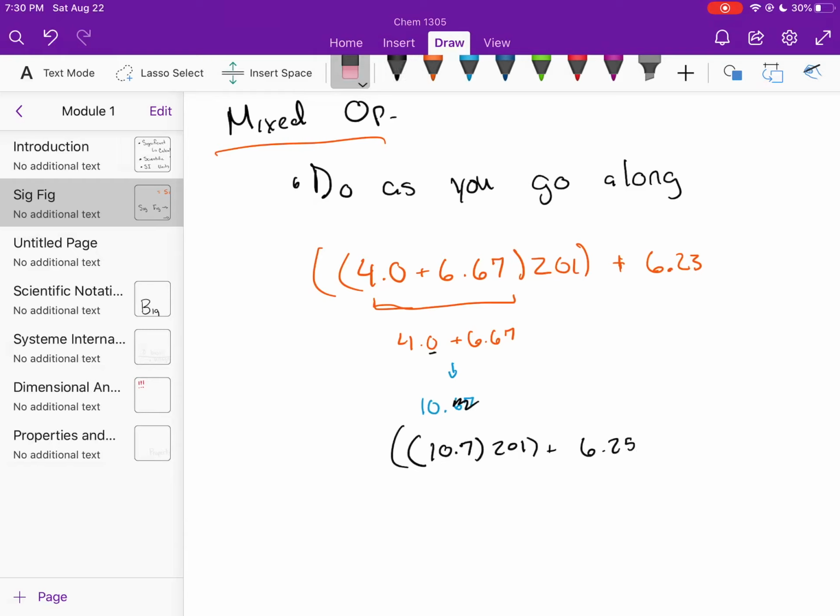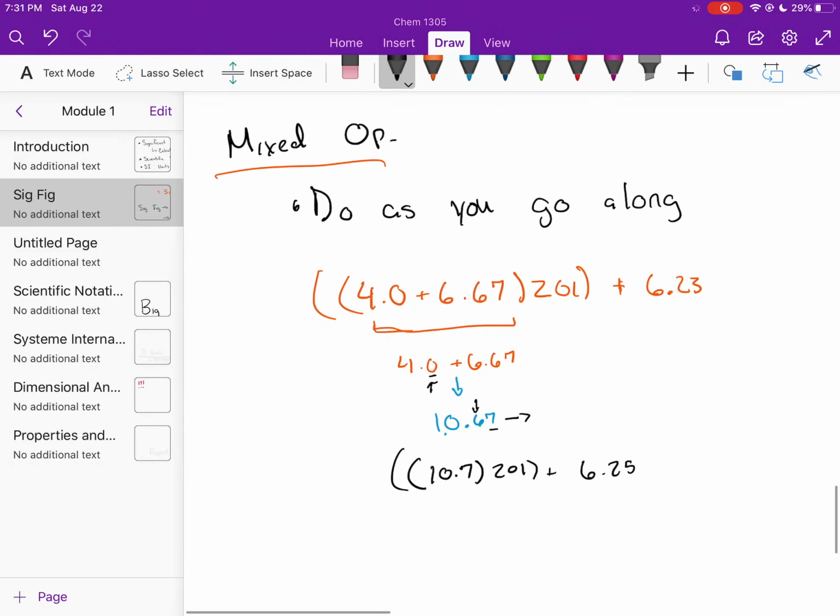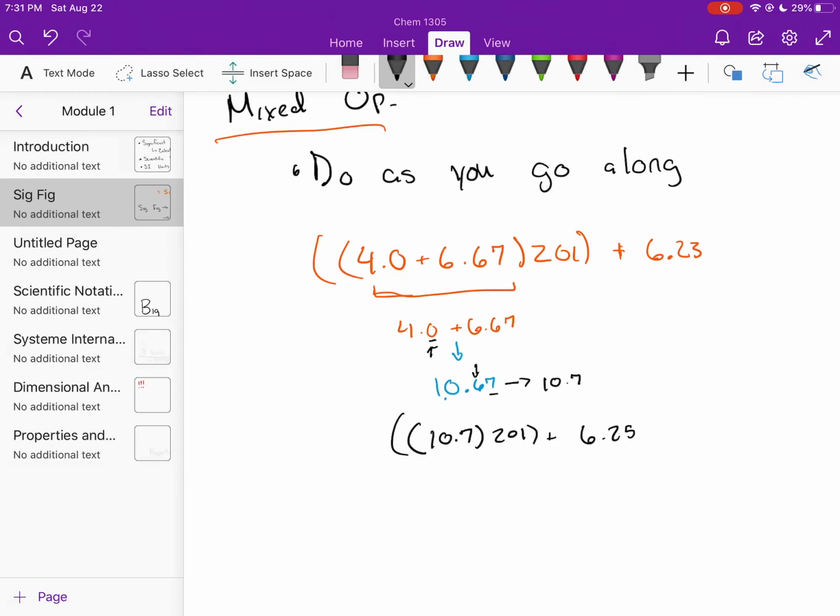Right, so let me backtrack. Let me do this again for people who didn't understand. You do this normally, which is 10.67. We're only going to one significant figure after the decimal point, which means we want this one, and we use the next number to round, right? So that's where I got 10.7. So 10.7 times 201. Next, you do this part. And really, this is just doing it as you go on, right?